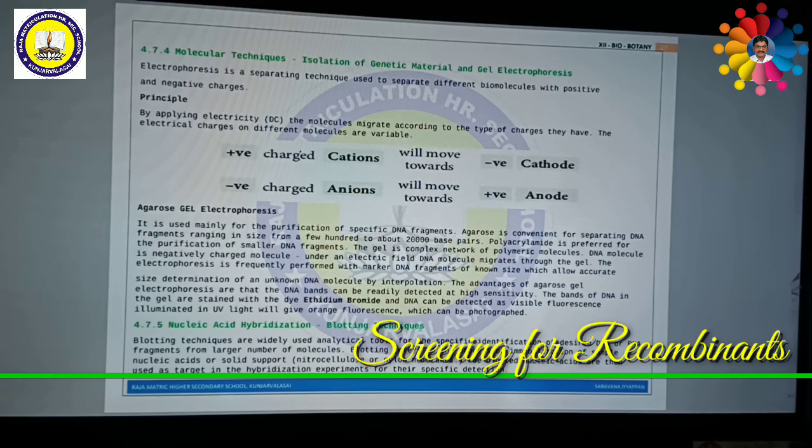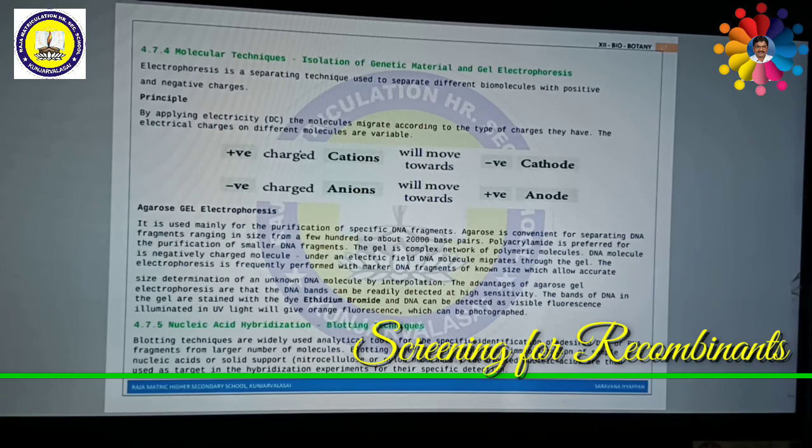Agarose is a special type of gel, and gel electrophoresis can be used here. Agarose gel electrophoresis is used mainly for purification of specific DNA fragments. In order to purify the DNA fragments, this agarose gel is used. It is very convenient for separating DNA fragments, because fragments ranging from a few hundred to 20,000 base pairs can be easily separated in this method. That is why this is mostly convenient for us.